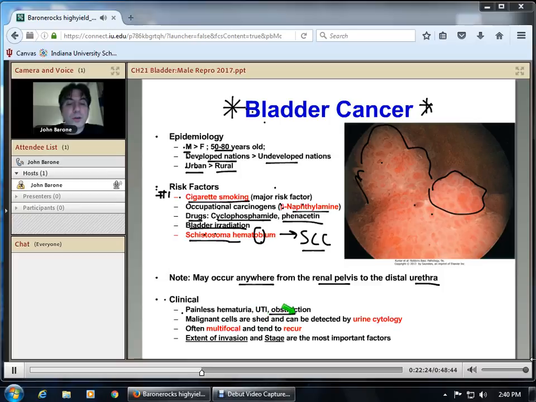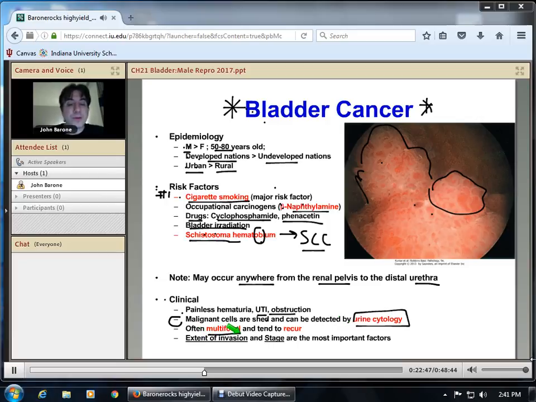Now, it can also cause obstruction, so you can wind up with urinary tract infection, and even pyelonephritis. If it obstructs the ureters, you can get pyelonephritis. Now, the malignant cells will be shed, so you can detect them by doing urine cytology. So again, cytology and looking in with a scope are going to be required to pick this up.